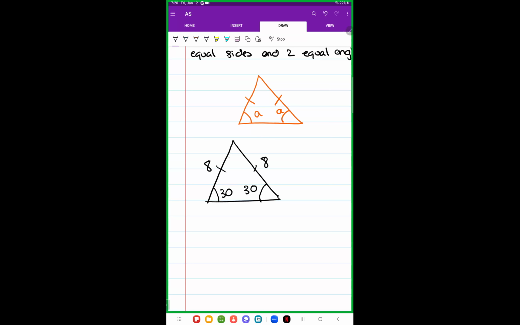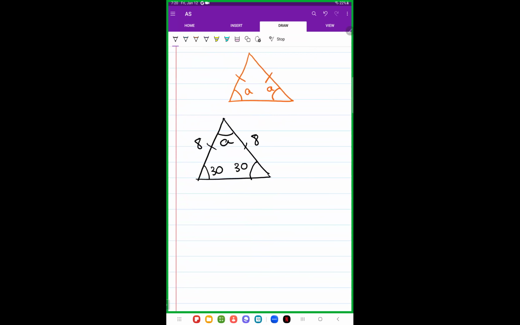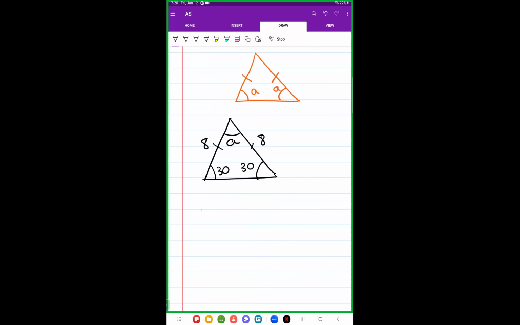Let's say this is A. According to rule 4, where it says the sum of angles in a triangle is 180, can I find out A? Yes. 30 plus 30 plus A should be equal to 180. You see, all the rules will be applied together. So A is equal to 180 minus 60. So A is 120. Does it make sense? Yes, it does. Okay, great.